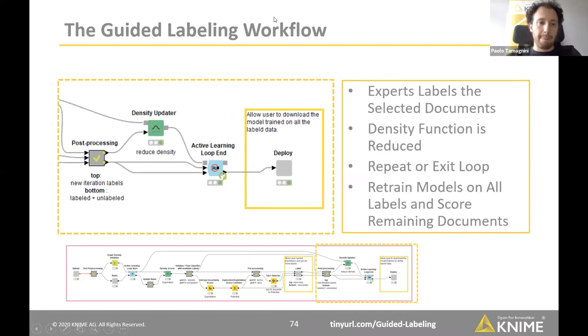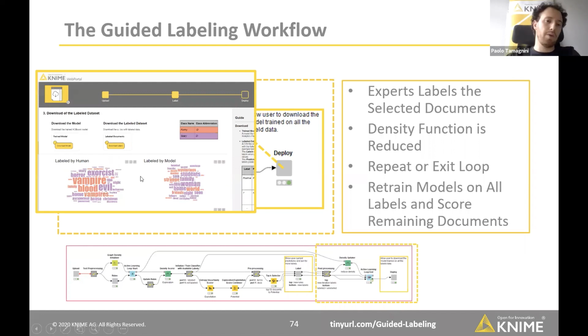Okay. Something else. We need to update the density each time new labels come out. And then we need to use the active learning loop end in order to repeat the iterations or exit the iteration if the user checked a box in the view. All right, so when we exit the active learning loop, we have this final view with the two tag clouds and a possibility to download the model or all the labels that we generated. Okay, this was a walkthrough of the workflow that I use for this application.